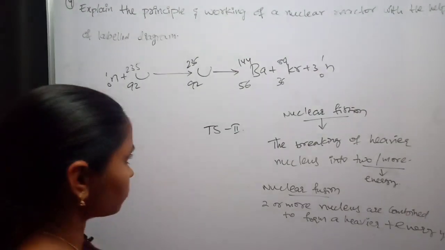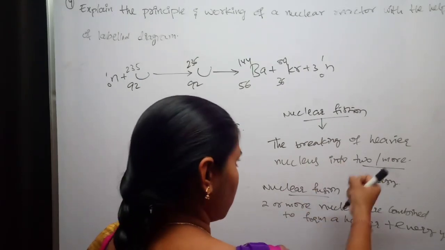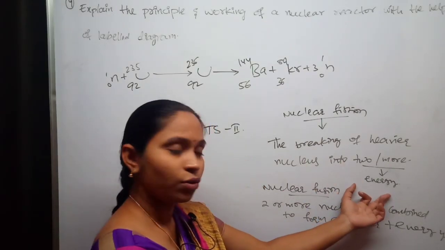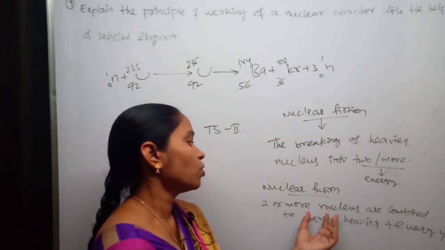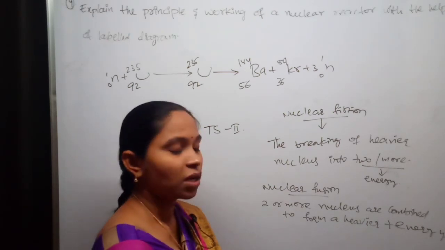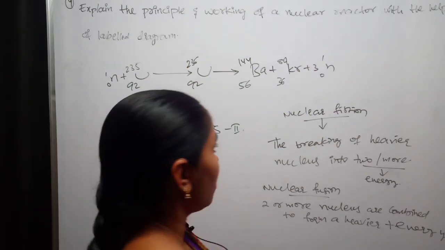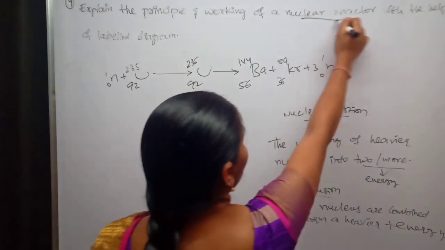Here a heavier nucleus is broken into two or more nucleus, and in nuclear fusion two or more nucleus are combined or merged together to form a heavier nucleus. And this nuclear fission is used in nuclear reactors.